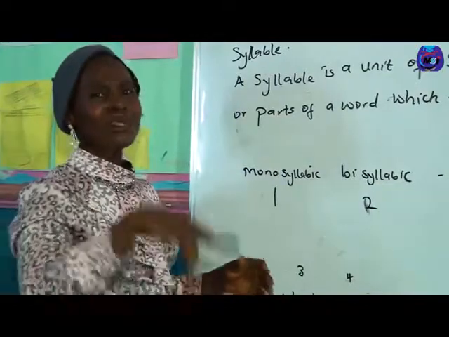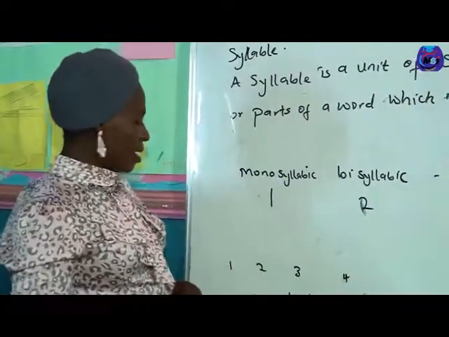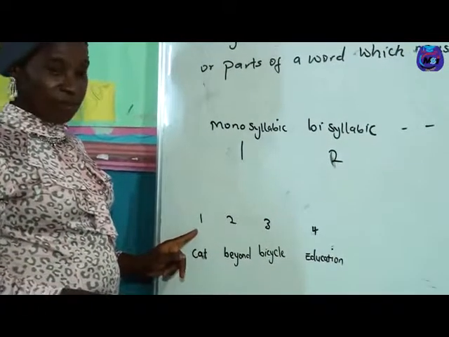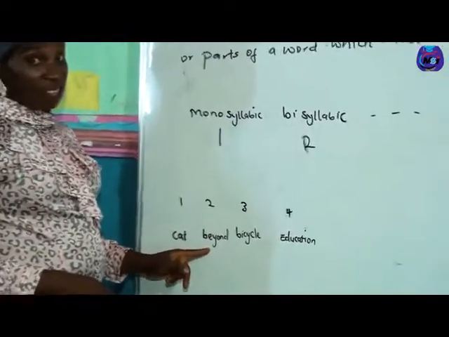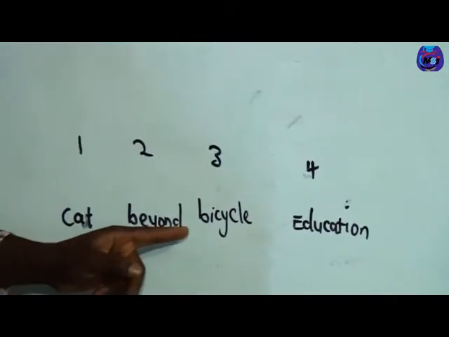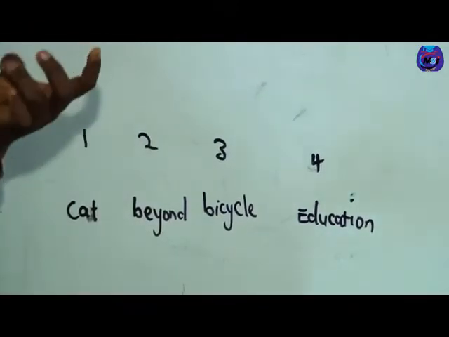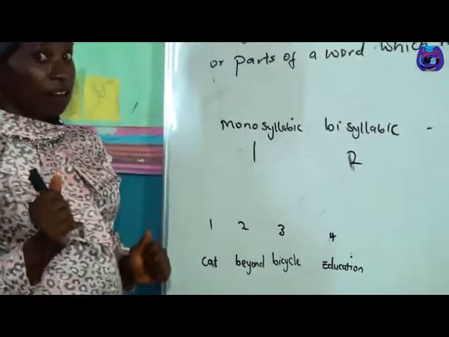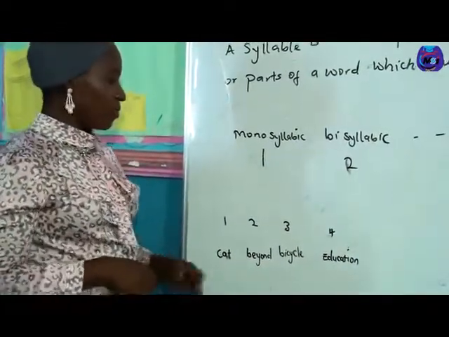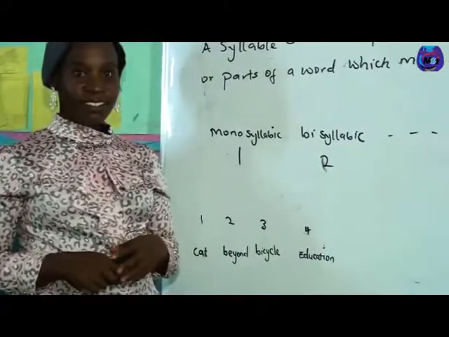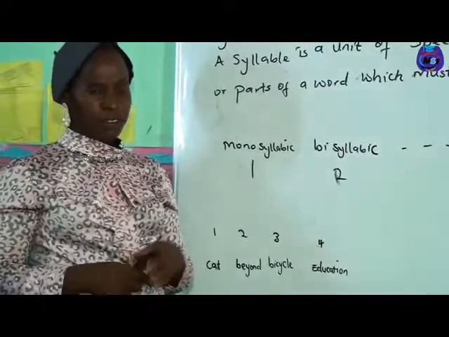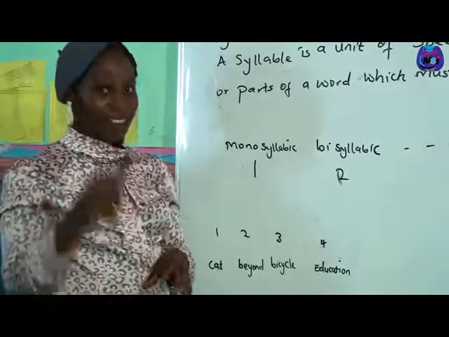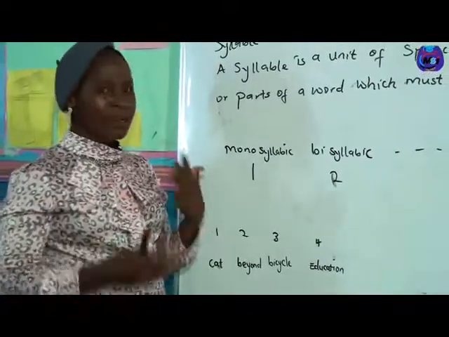Two parts. It goes on and on and on. Down here I wrote it out. You have cat, one syllable word. Beyond, two syllable word. Bicycle. Do you remember my name? Miracle. It's a three syllabic word. Education. Can you count it with your fingers? Education. How many syllables? Yes, 4. And it goes on and on and on.